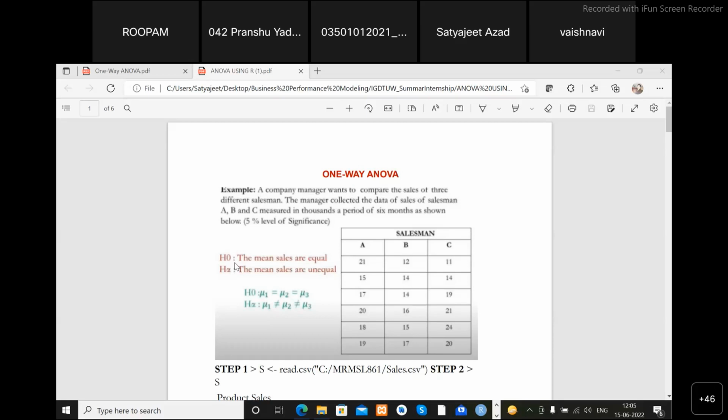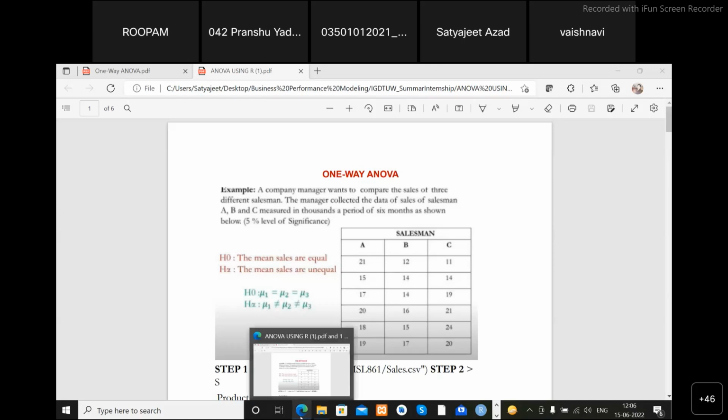So that is your alternate hypothesis. mu1, mu2, and mu3 are the mean values. H naught means the mean sales of A, B, and C are the same. Now we convert into mathematical format, and the alternate says the mean sales are unequal, I mean, they are selling at a different pace. So now how are we going to apply ANOVA here?